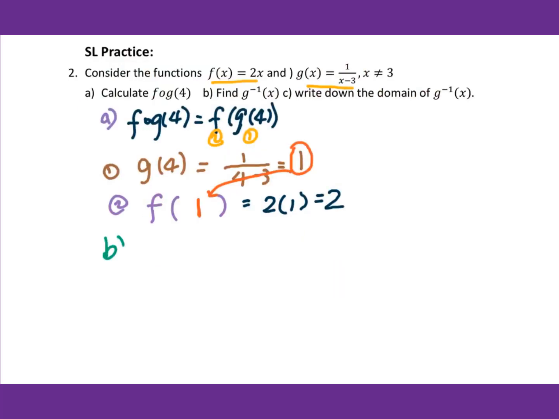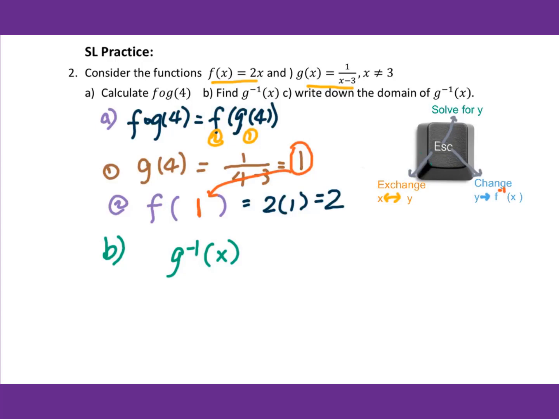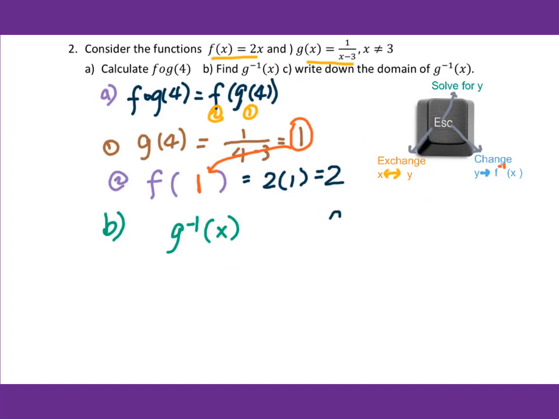For b, find the inverse of g of x. For an inverse function, remember the ESC button. E stands for exchange x and y, S stands for solve for y, C then change y into the inverse function symbol. Therefore, we have g of x equals 1 over x minus 3. First step, exchange x and y. g of x is like y. I switch all x into y and all y into x. Therefore, I get x equals 1 over y minus 3.